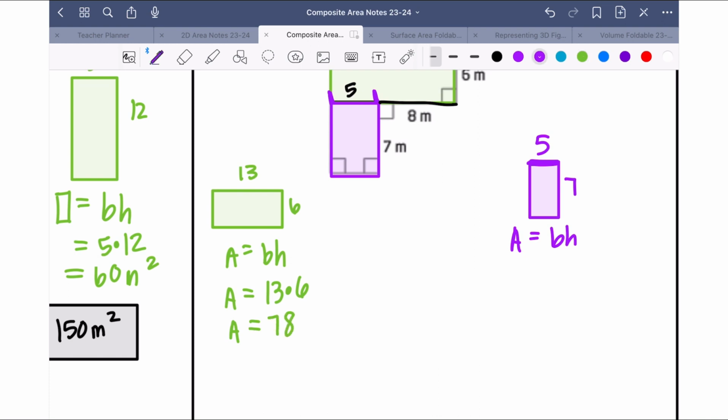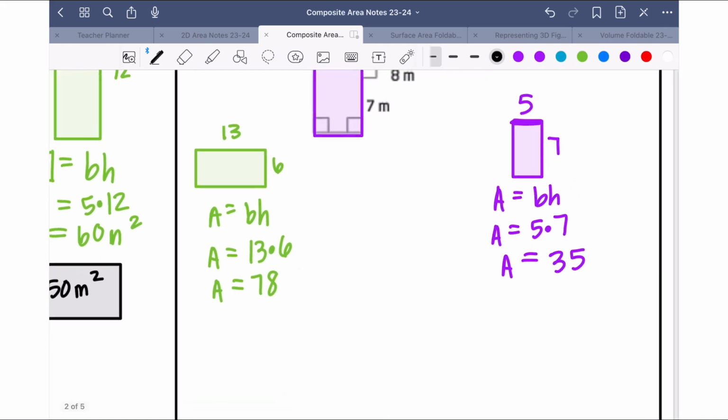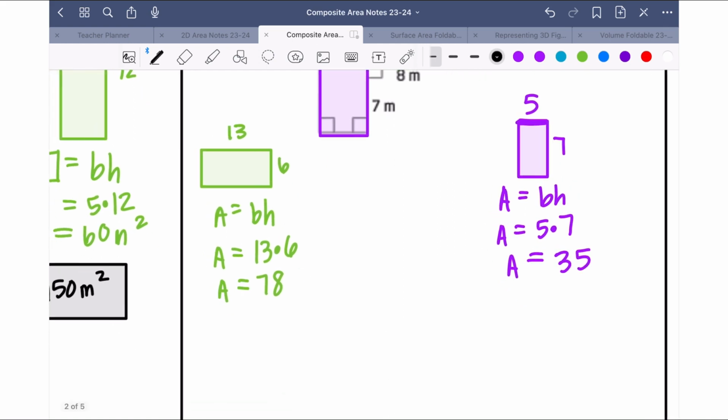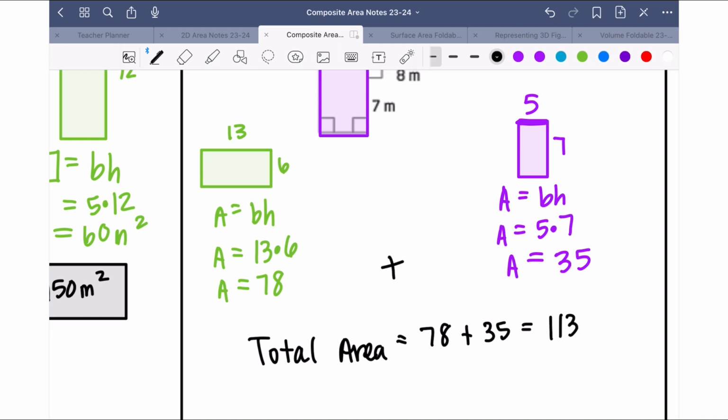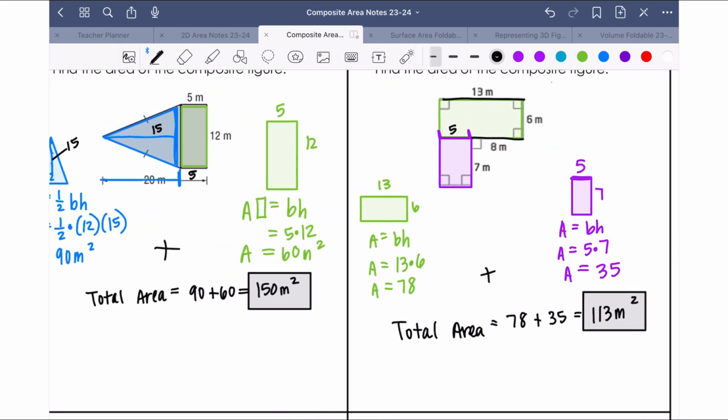And then for this rectangle is 5 times 7. 7 times 5 is 35. Okay. And what am I going to do next? We have to put them together, so we need to add the areas. So the total area equals 78 plus 35, which is 113 meters squared. All right, that was 2 rectangles. Okay, let's keep going.